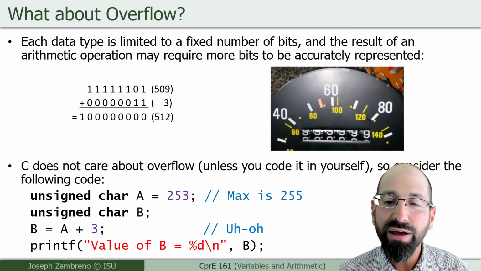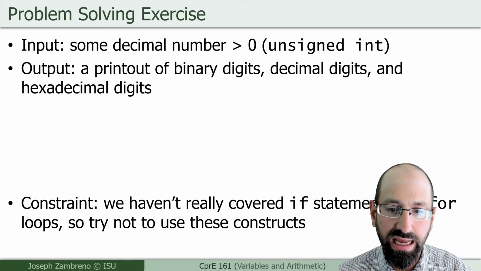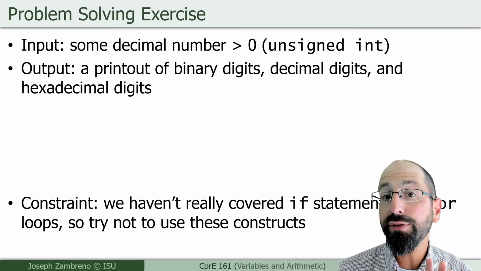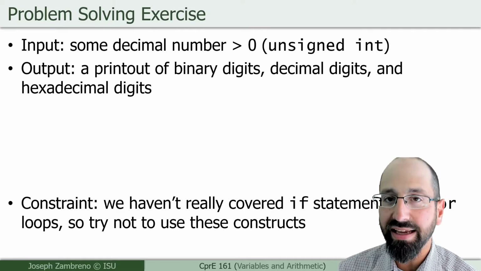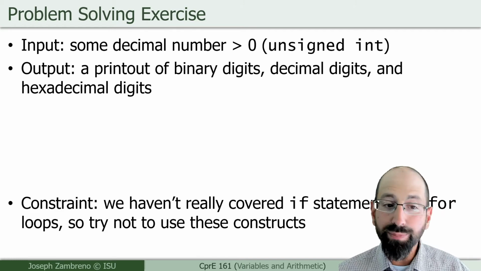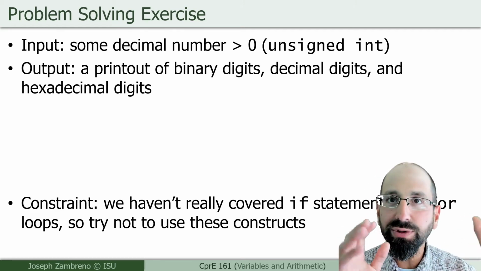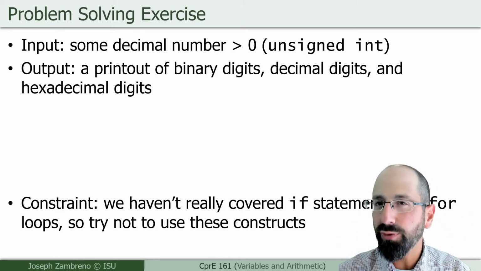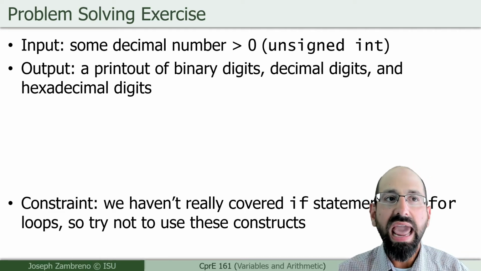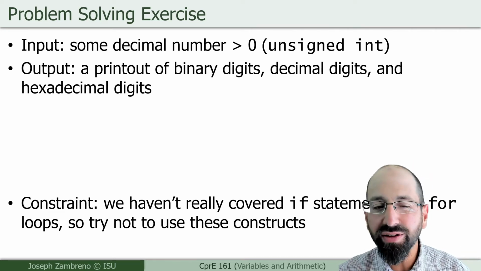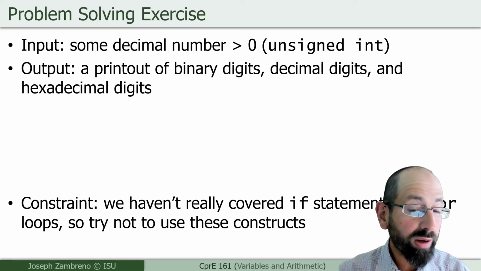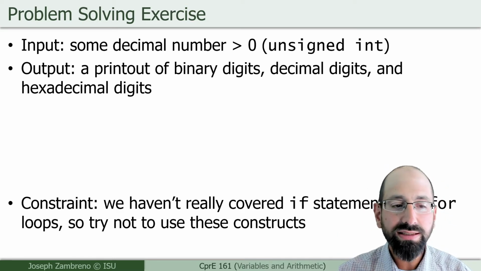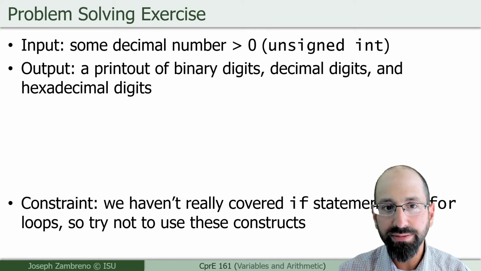So let's end today with a final problem solving exercise where we're doing something kind of similar to what we did when we were trying to add the individual digits. Our input's going to be some decimal number. Let's assume it's greater than 0, so it can be an unsigned integer type. And what I want is, instead of adding them together, I just want to print out the individual digits, both the binary digits corresponding to that number, the decimal digits, and the hexadecimal digits.